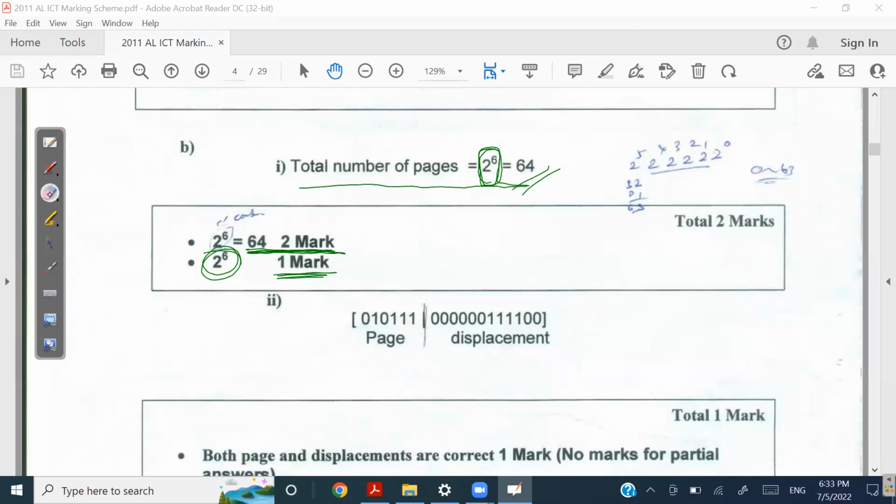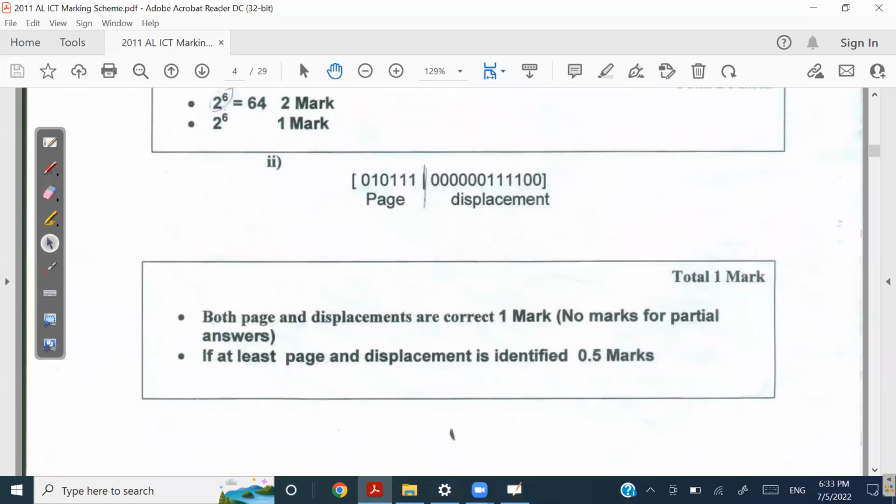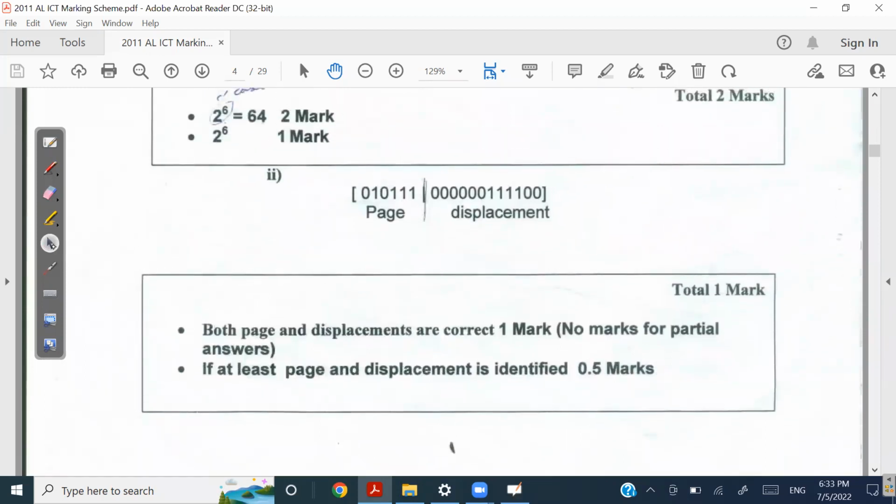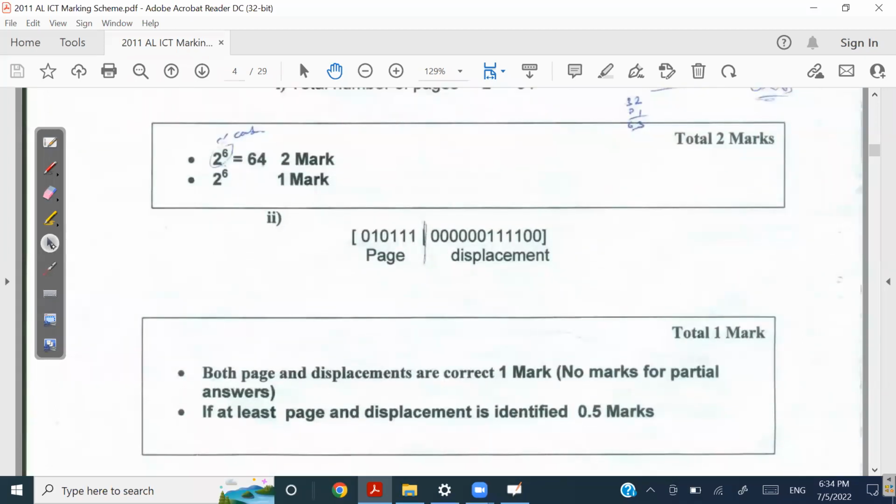And then it says you are given a particular address and asked to divide it and show what the page portion is and what the offset or the displacement is. So it is easy, right? The first 6 bits of that address represent the page. The rest of the bits represent the offset. If it is represented clearly, then 1 mark will be given.